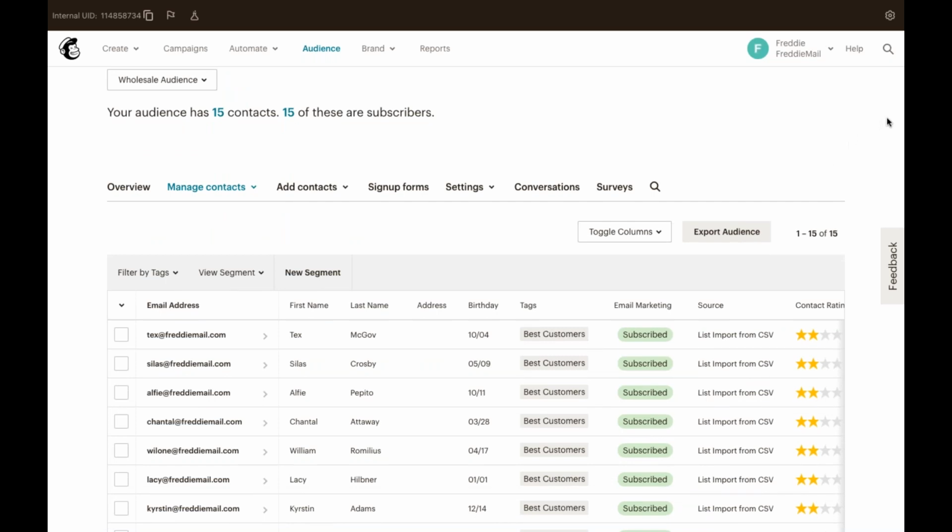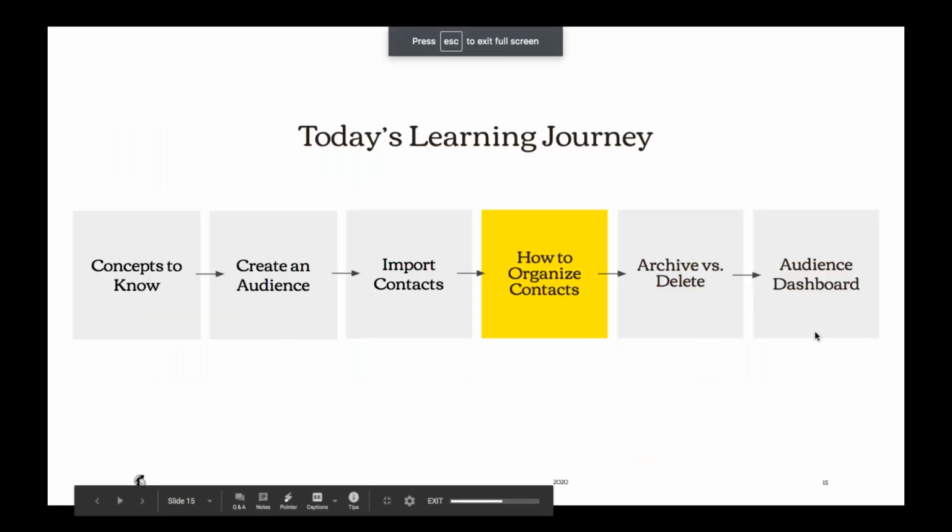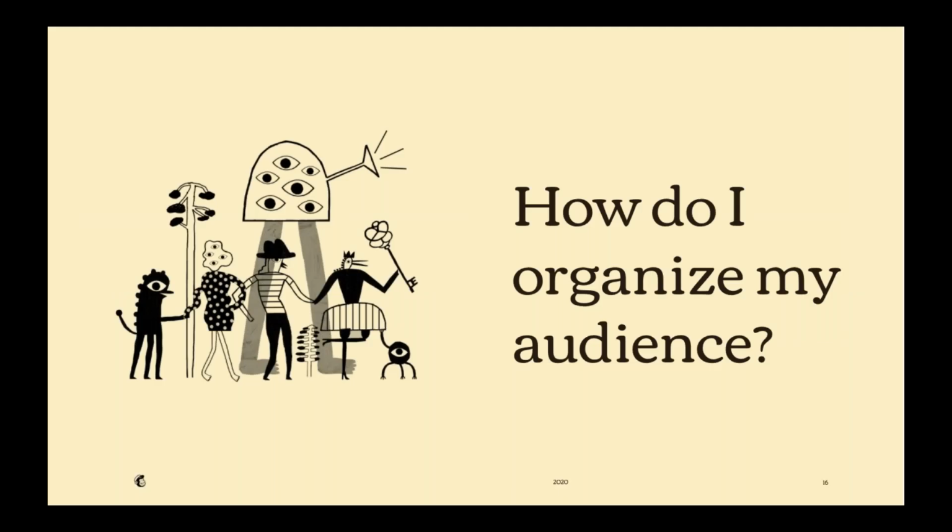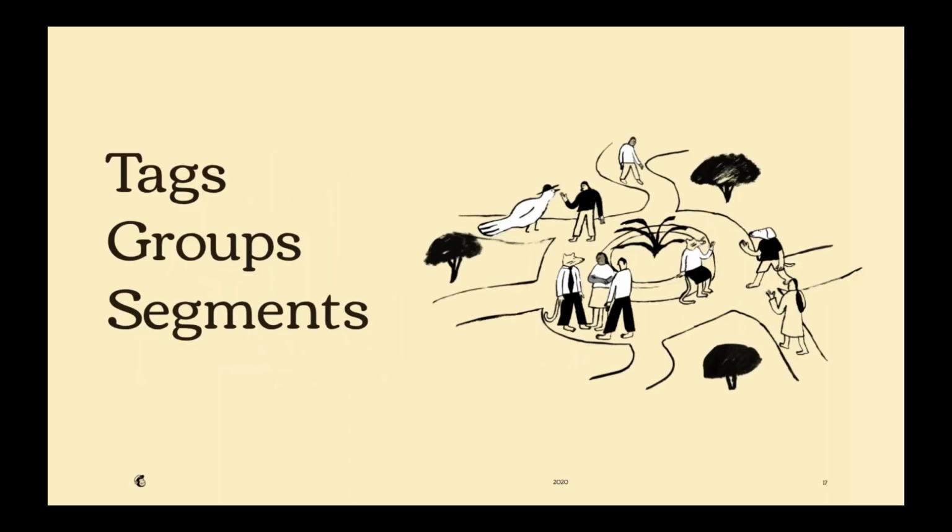Next up in our learning journey, we'll show you the basics of how to organize contacts in your audience so you can send better, more targeted campaigns through Mailchimp. Once you have some contacts in your audience, you might be wondering how you can organize them. For example, you want to send a campaign out to people in your audience who you know attended a trade show. Or perhaps you want to send a campaign just to people who've opened some of your recent campaigns. Let's start by defining and providing examples for the three main tools you can use to organize your Mailchimp audience: tags, groups, and segments.